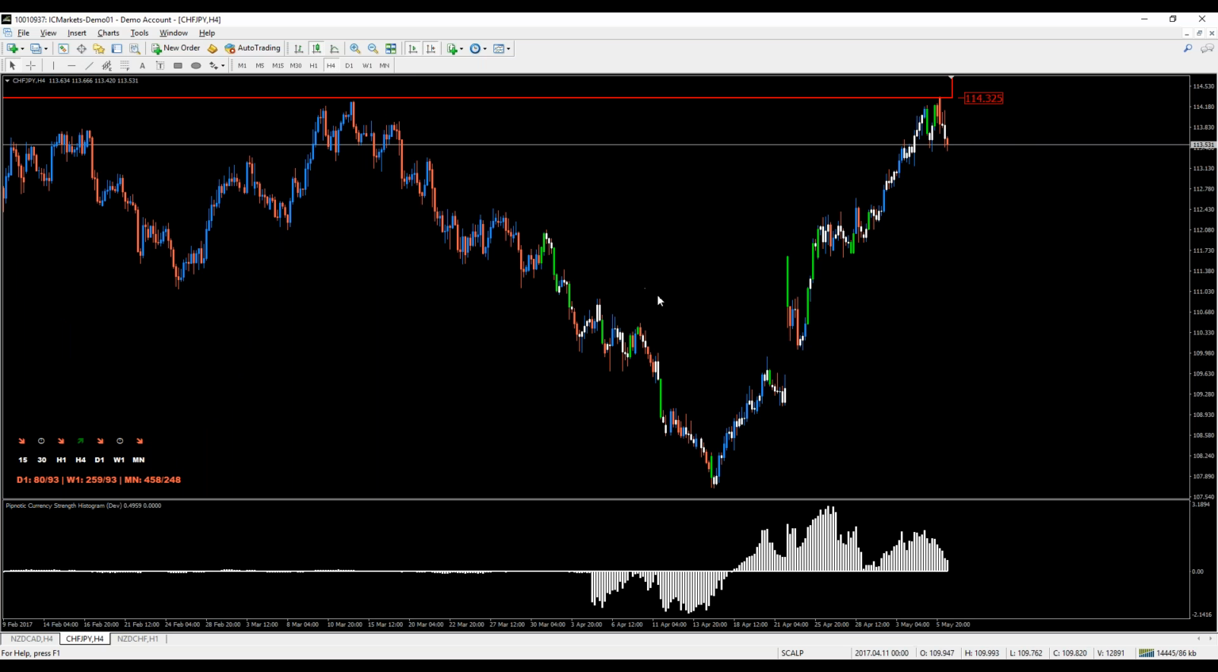Okay, so now we're reacting at daily supply. Weathered supply, and you can see that we have currency strength divergence here, which means that price is probably going to move back down. And so you're going to be a little bit careful.